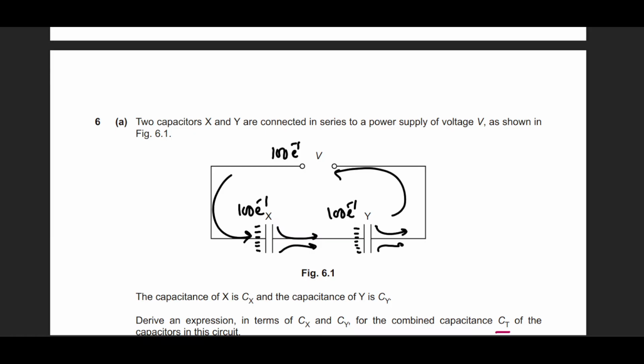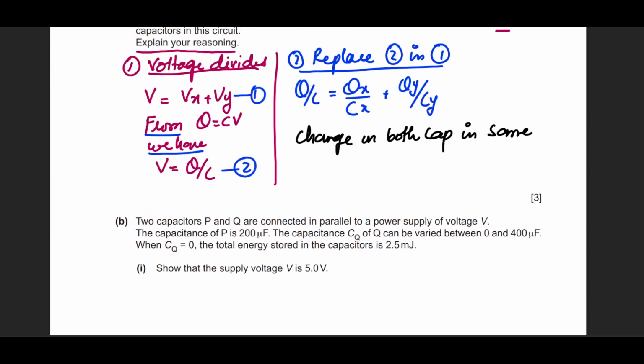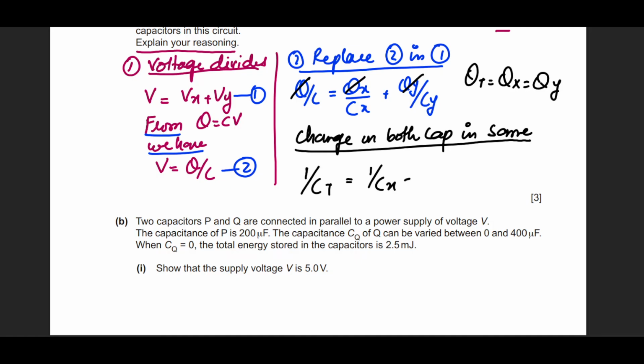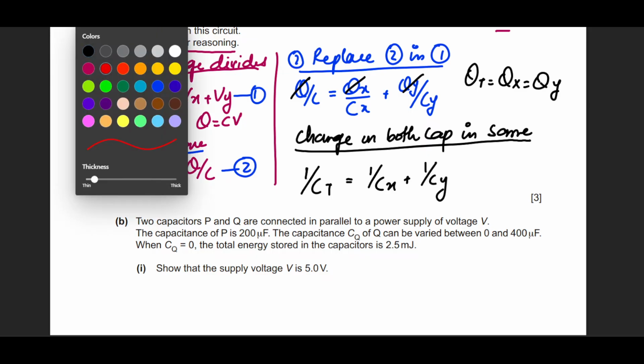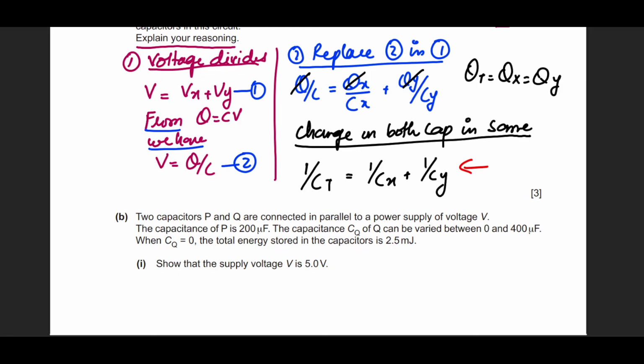So no matter the size of the capacitors, the charges in series combination remain the same. So that is why we say that the charge on both capacitors is same. Hence we cancel out the charges because the Q total of the battery is equal to Qx is equal to Qy. So we are left with 1 over Ct, the total capacitance, equals 1 over Cx plus 1 over Cy. That's why capacitors connected in series follow this formula for total capacitance.